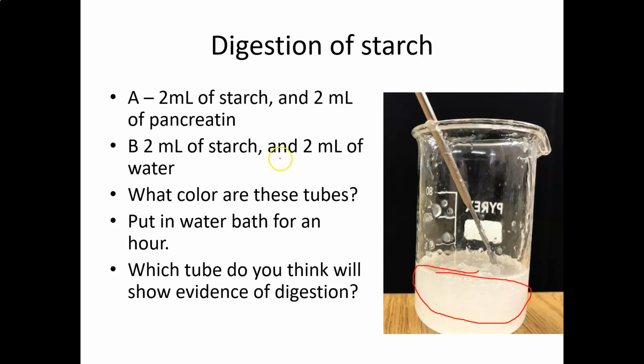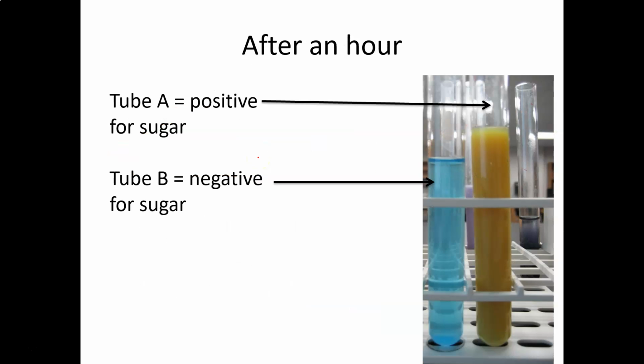Hopefully, if you think about it, you would think it was going to be test tube A, because that's the one that has the pancreatin, which has the enzymes. You have to have enzymes to do chemical digestion. There are no enzymes in test tube B, so that means there can't be digestion in test tube B. All right. After an hour, you were going to retrieve your tubes.